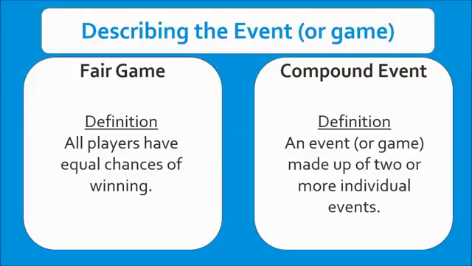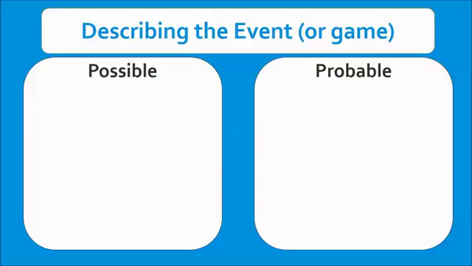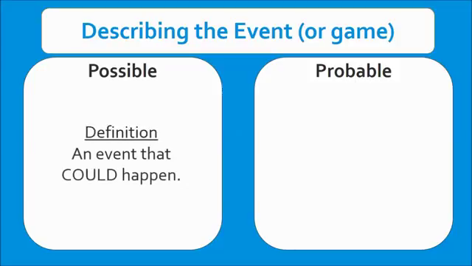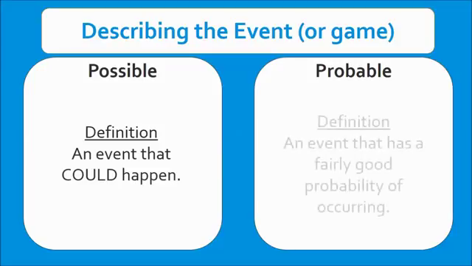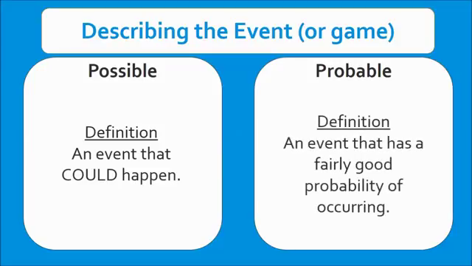The last 2 words we've already talked about are possible versus probable, and we'll just review them once again. Possible means an event could happen. So remember that even if there's a very small chance, there is a chance that it could happen. Probable means that it has a fairly good chance of occurring. Typically we would call it more than 50%, and the higher the probability, the more probable it becomes.